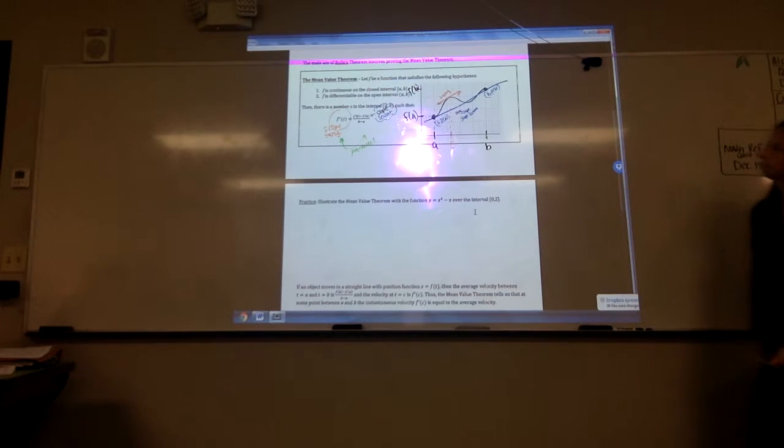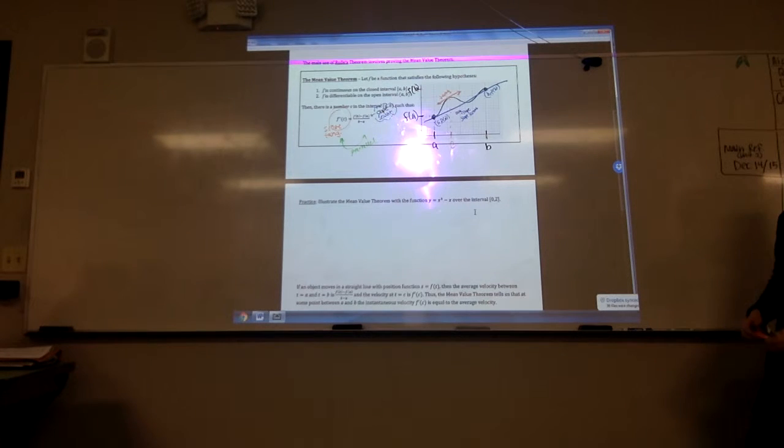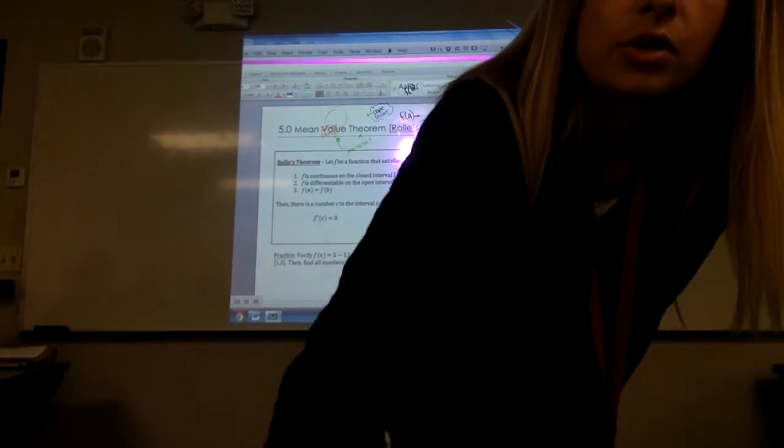So if this line is a secant line, then it also has a tangent line, and the secant line and the tangent line are parallel. If there's a secant line between A and B, there has to be a tangent line within that interval that has an equivalent slope. So how would we do this? How would we show this?